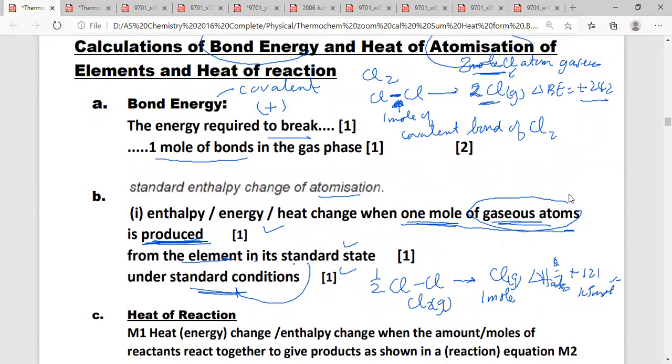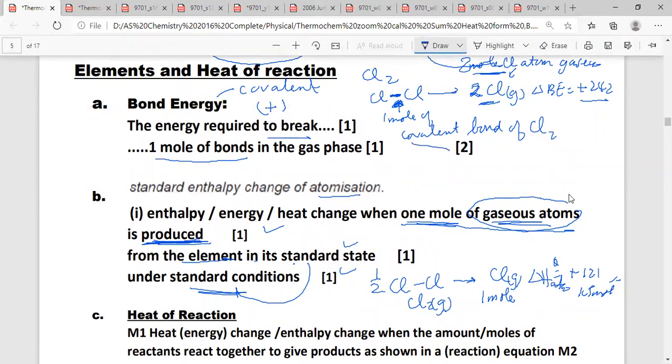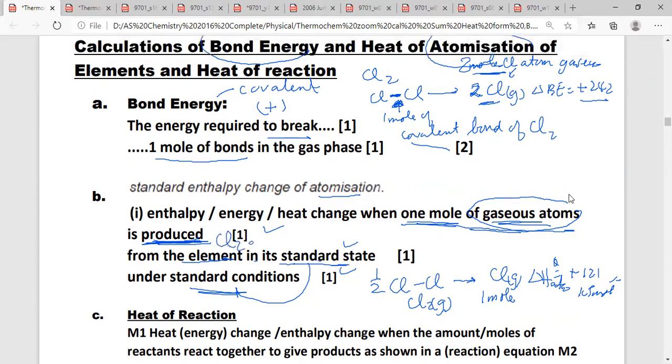So remember, this is to break 1 mole of covalent bonds. Here it is to form 1 mole of the gaseous atoms from its elements in the standard state. That means the element here means Cl2. Standard state means what? Gas.